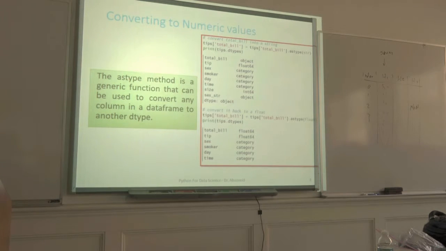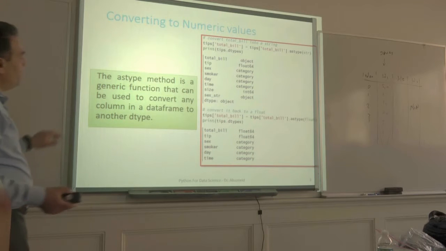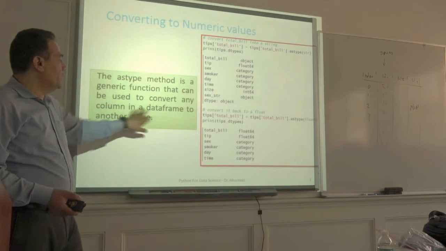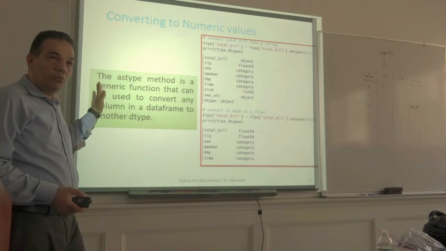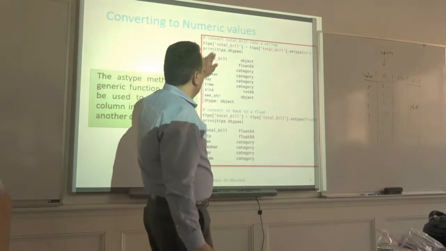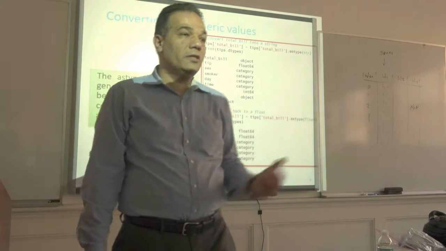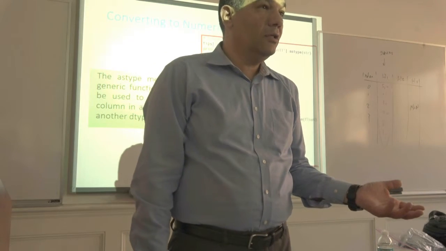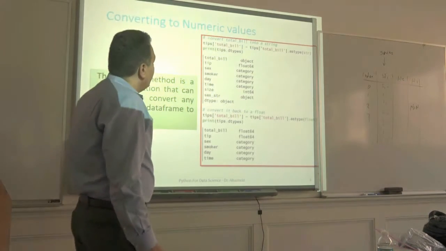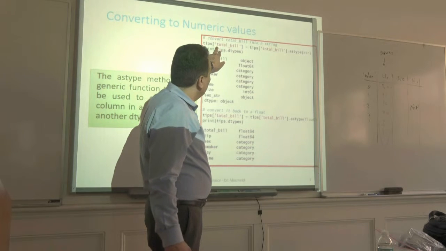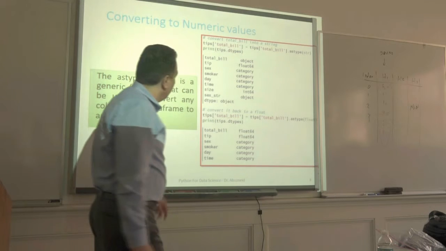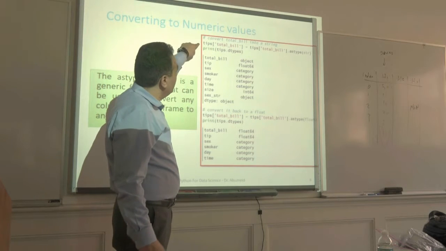Convert it to numeric values. The astype method is a generic function that can be used to convert any column in the data frame to another type. For example, total bill. Usually it's a number, a float. I'm creating another column called total_bill_str, coming from total bill, but changing it to string.